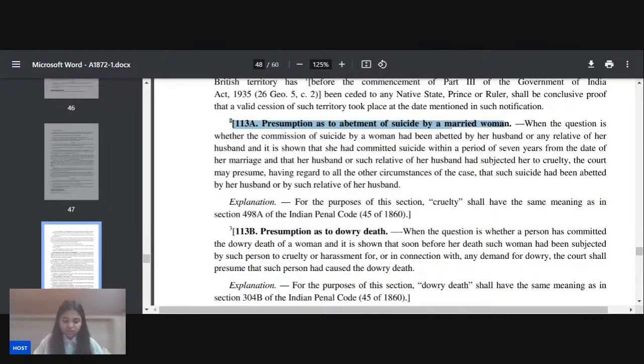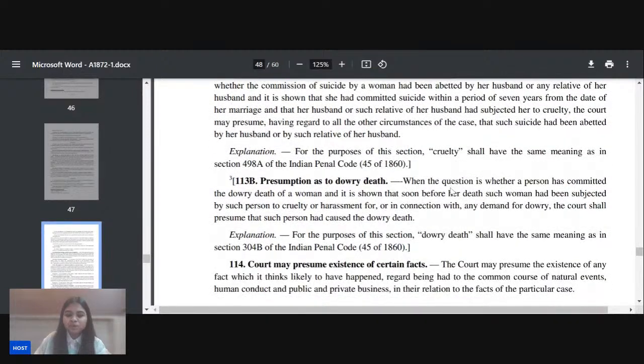So when the question is whether the commission of suicide by a woman had been abetted by her husband or any relative, and it can be shown that within the period of 7 years her husband and her relatives were subjecting her to cruelty, then the court may presume that she died because she was abetted to suicide. Okay. So for cruelty, you can see 498A of IPC.